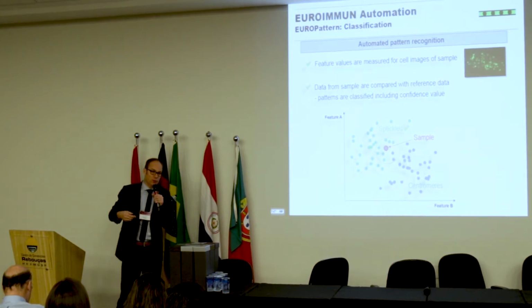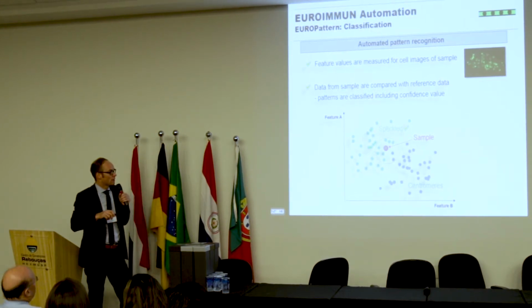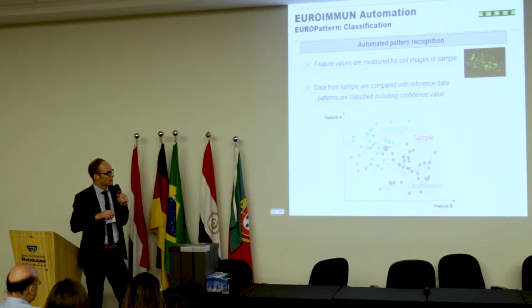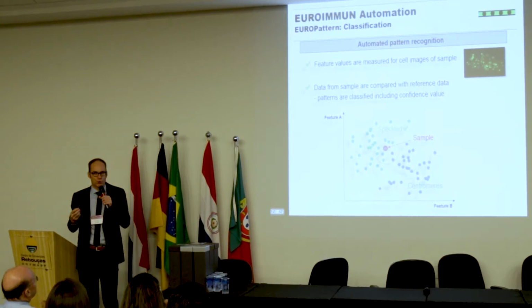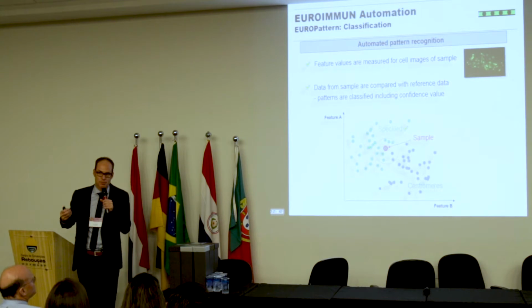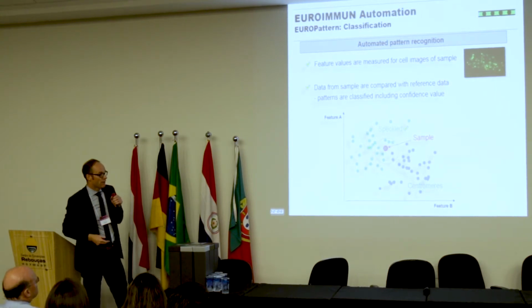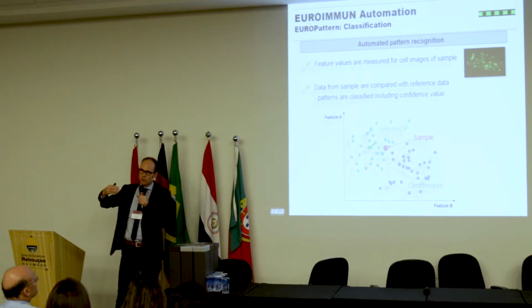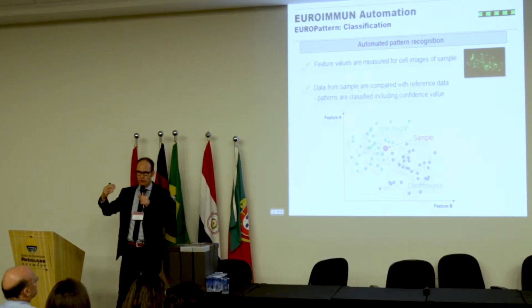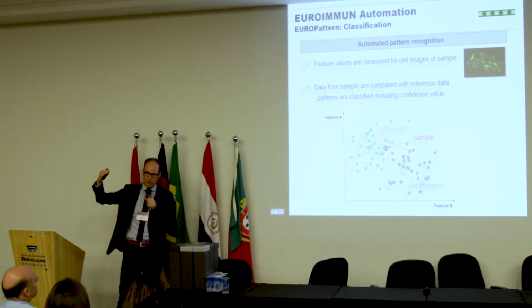And the software also reports a confidence value, means the more that your sample goes in this direction, the more sure the software is that this is a speckled pattern, and the other way around in this direction would be more sure that it's a centromere pattern. And this is what we're doing for each single pattern. So we look for how many percentage. This is a homogeneous pattern. This is a nuclear pattern. This is a speckled pattern.